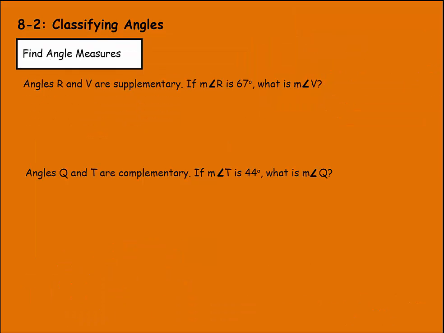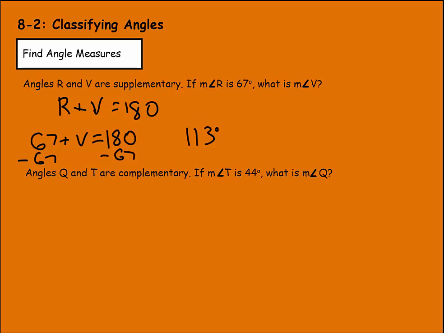Moving on, now we can find angle measures when given other ones. It says angles R and V are supplementary. If the measure of angle R is 67 degrees, what is the measure of angle V? What do I know? I know that R plus V equals 180 degrees. R is 67, so 67 plus V equals 180. So what plus 67 equals 180? Well, I can subtract 67 from both sides. 180 minus 67 would be 113 degrees. So therefore, V equals 113.